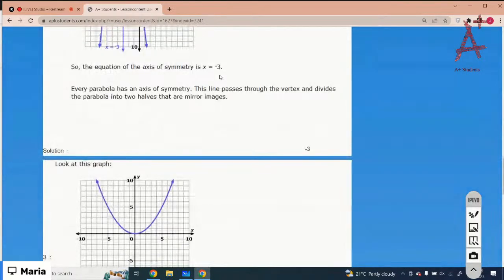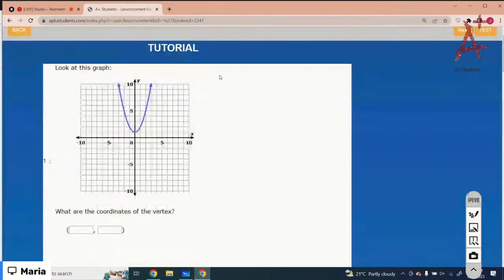Every parabola has an axis of symmetry. The line passes through the vertex and divides the parabola into two halves that are mirror images. Basically, it is the line that divides the parabola into two identical parts. Got it? Okay.